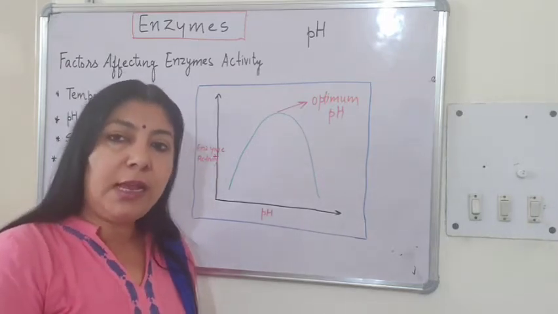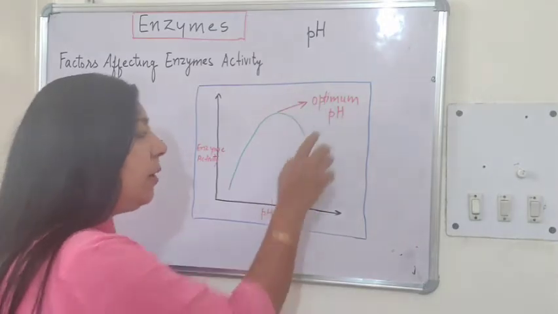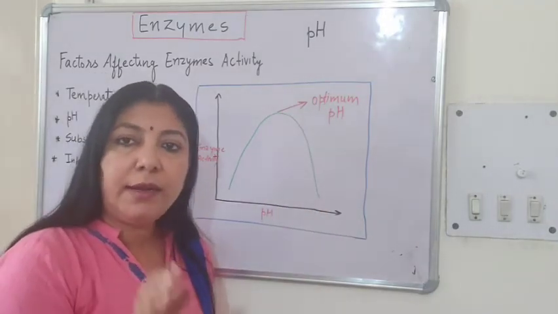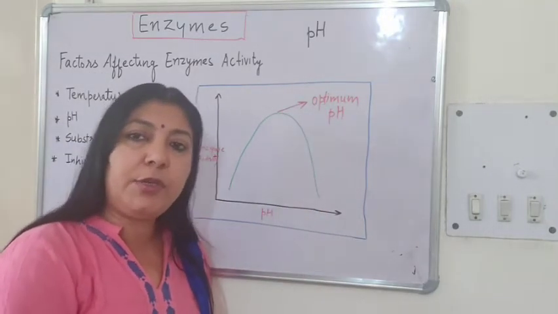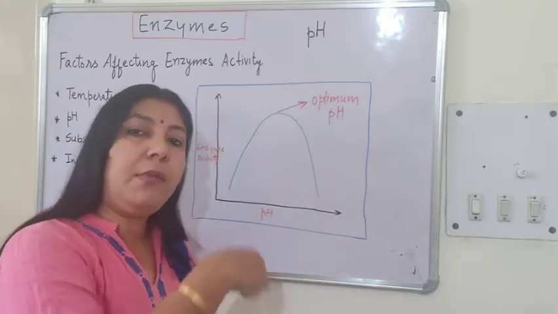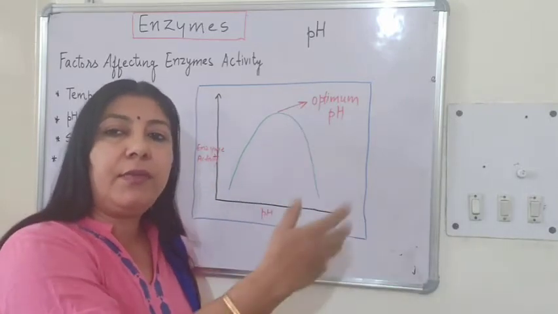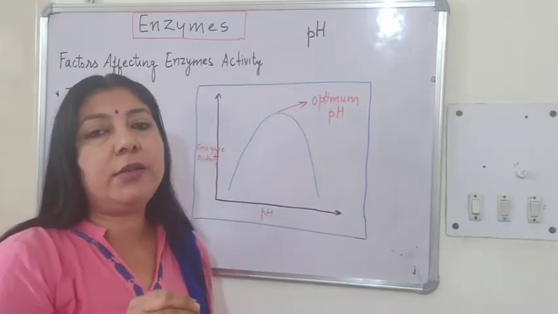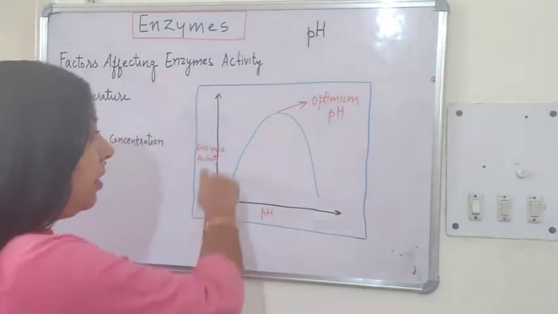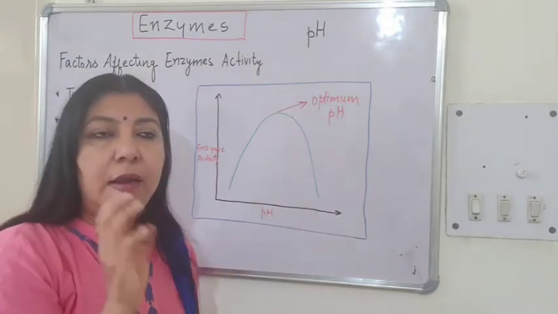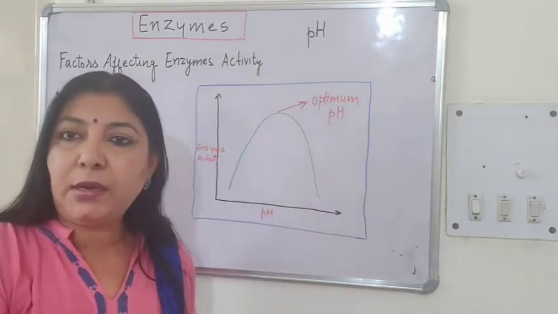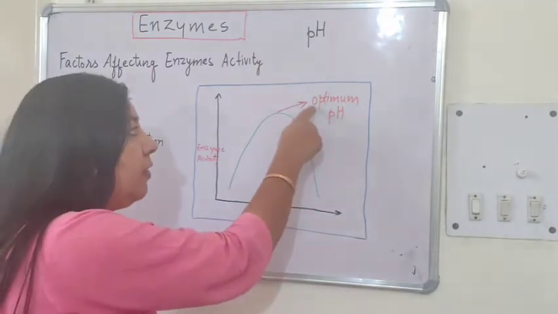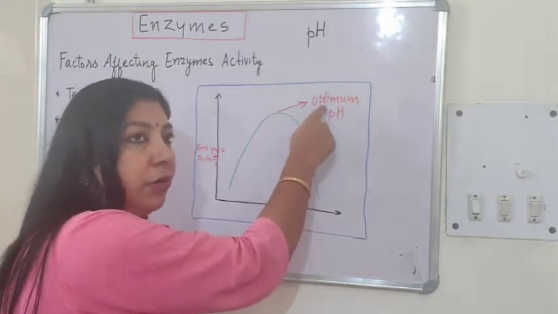So most enzymes show an optimum pH of neutral, that is 7, but exceptions are there, and their optimum is different from other enzymes. So it is quite specific with respect to the pH. The bell will be the same. For example, in the case of pepsin, the optimum pH will be 2 or 3.